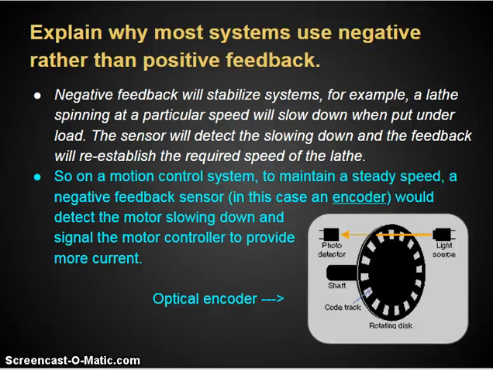Most systems use negative feedback rather than positive feedback. For example, the example that IB provides is that negative feedback systems will stabilize systems. For example, a lathe spinning at a particular speed will slow down when put under load. The sensor detects the slowing down and the feedback will reestablish the required speed of the lathe.